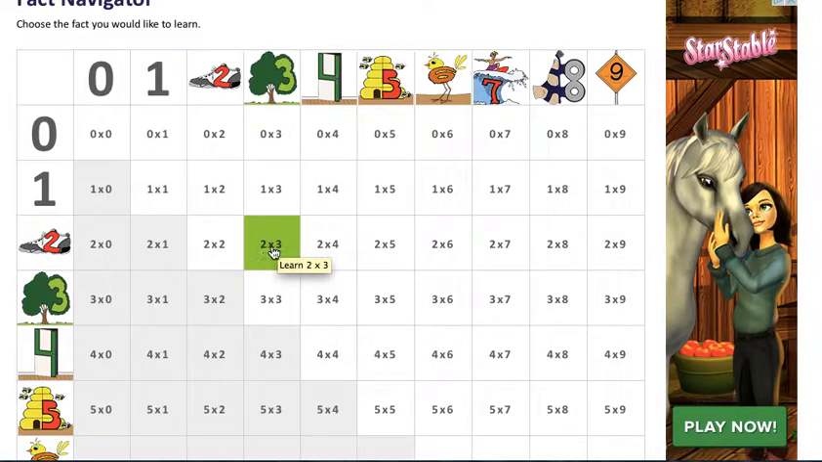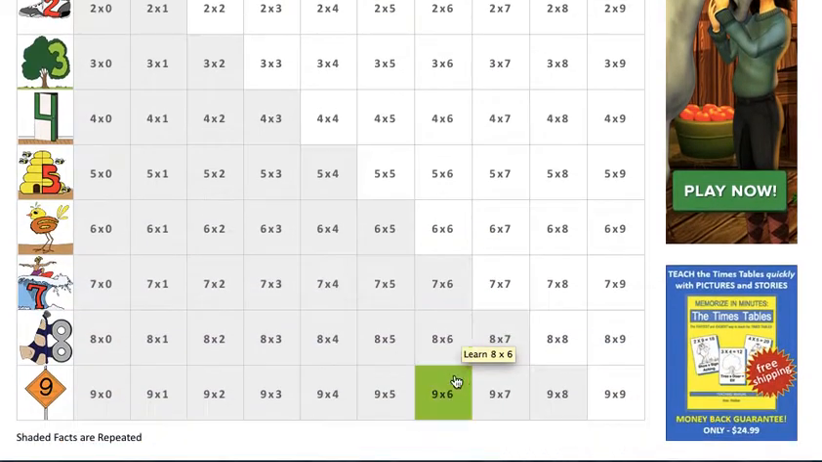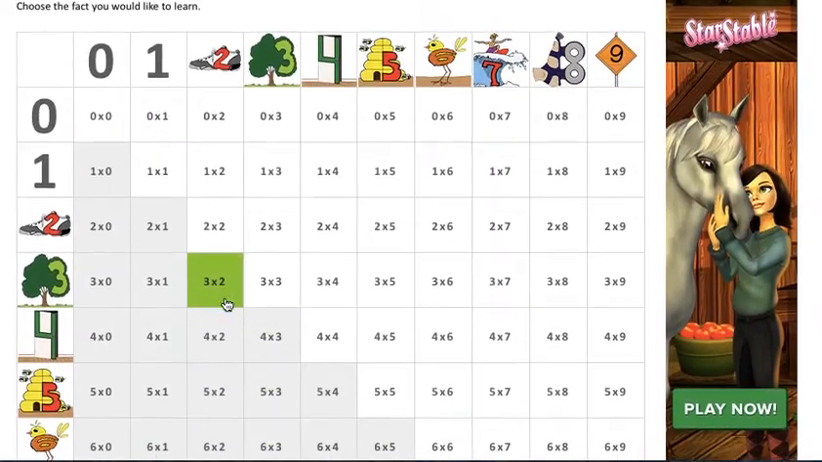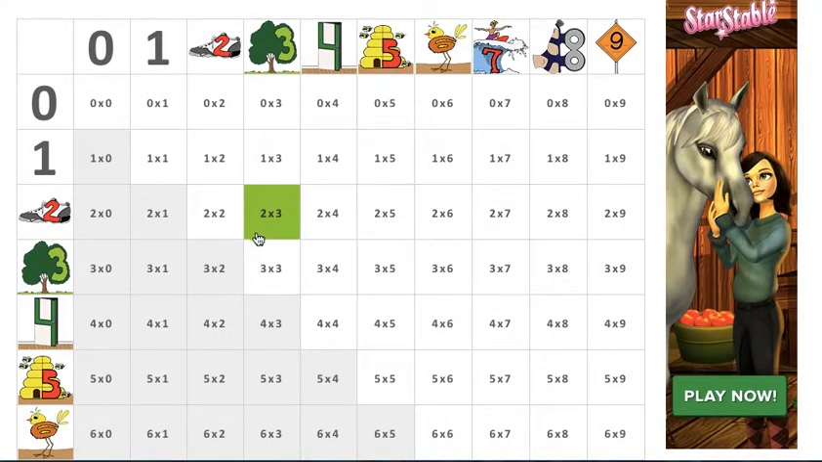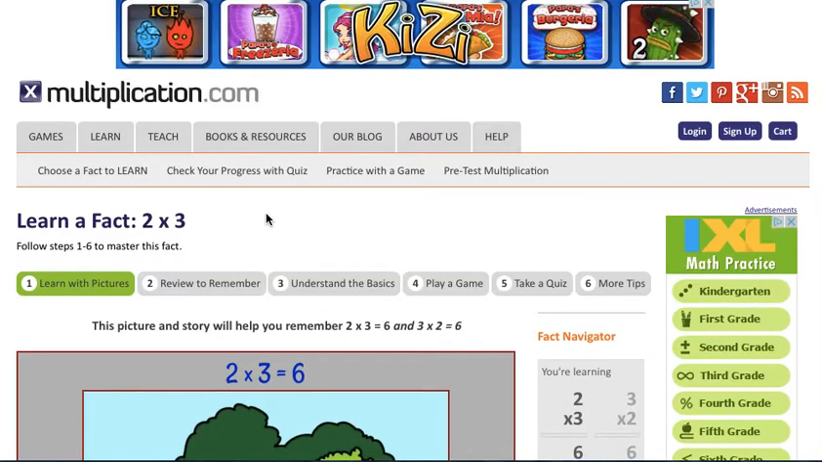So if I want to learn 2 times 3, well, 2 times 3 is the same thing as this gray portion over here, 3 times 2. So once I do everything that's either in the white or everything that's in the gray, it's the same because of our commutative property. So I'm going to do 2 times 3. That's the fact that I want to learn. So I click on that square.